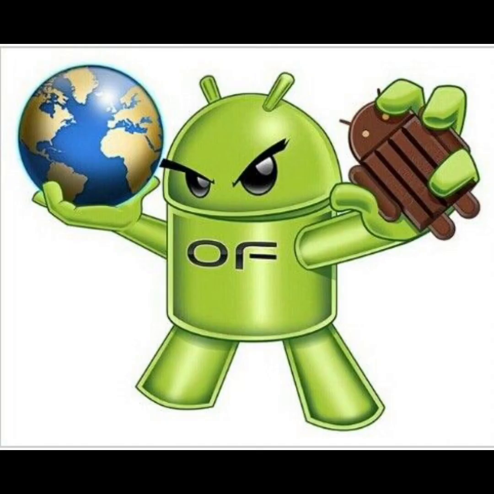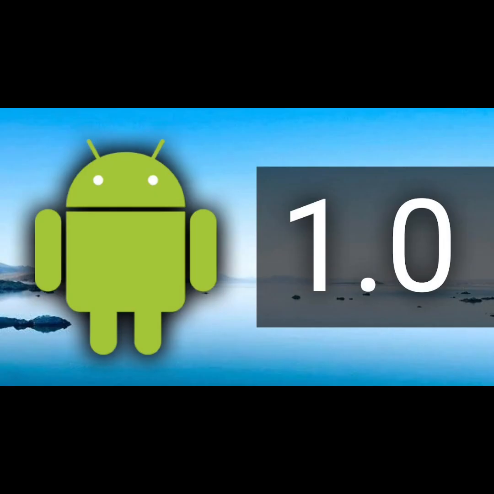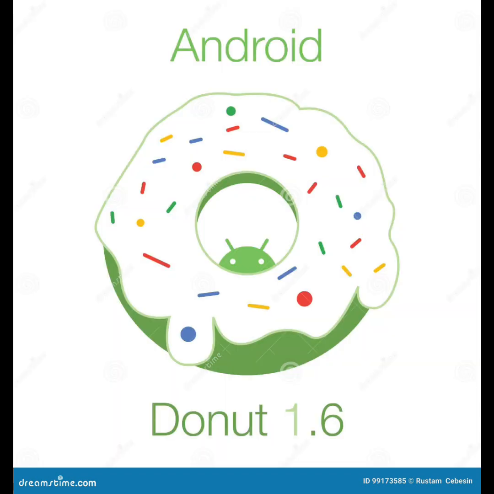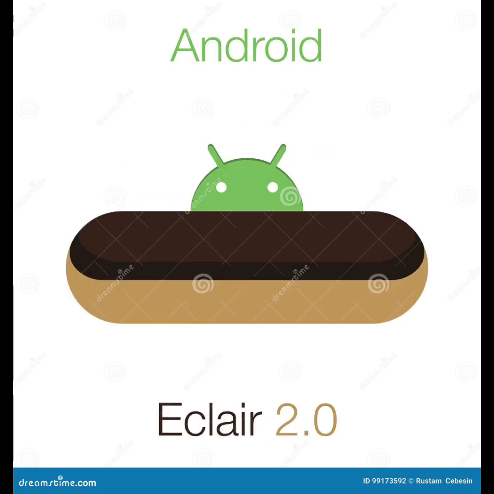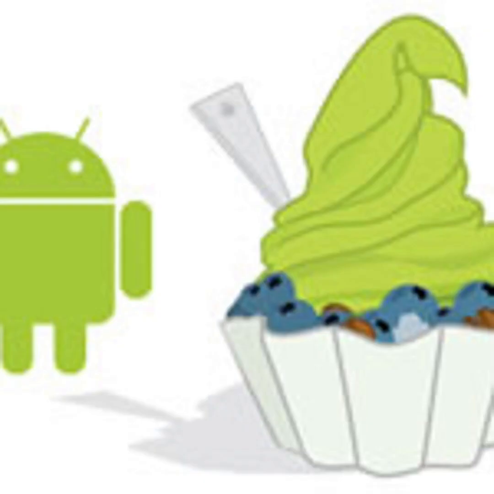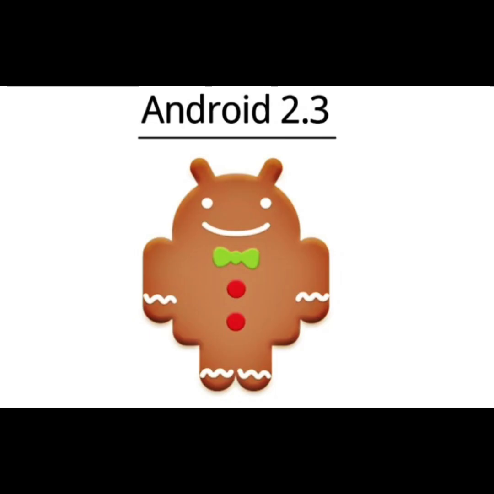Here are some of the major versions of the Android operating system released over the years. Number 1. Android 1.0, no codename. 2. Android 1.5, Cupcake. 3. Android 1.6, Donut. 4. Android 2.0 or 2.1, Eclair. 5. Android 2.2, Froyo, Frozen Yogurt. 6th, Android 2.3, Gingerbread.